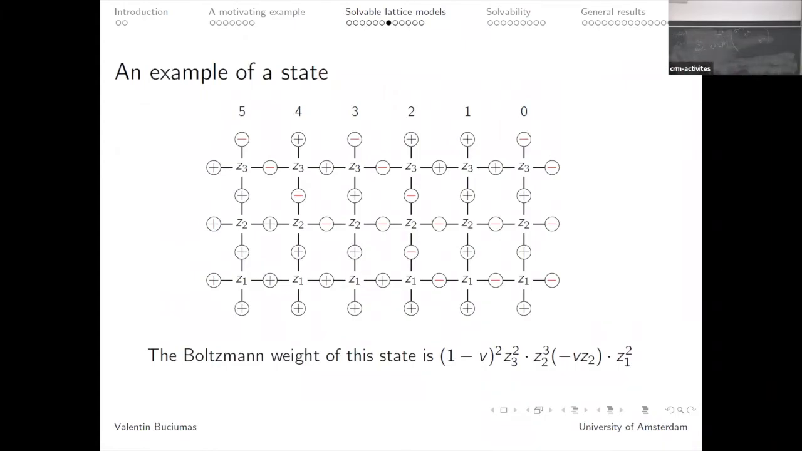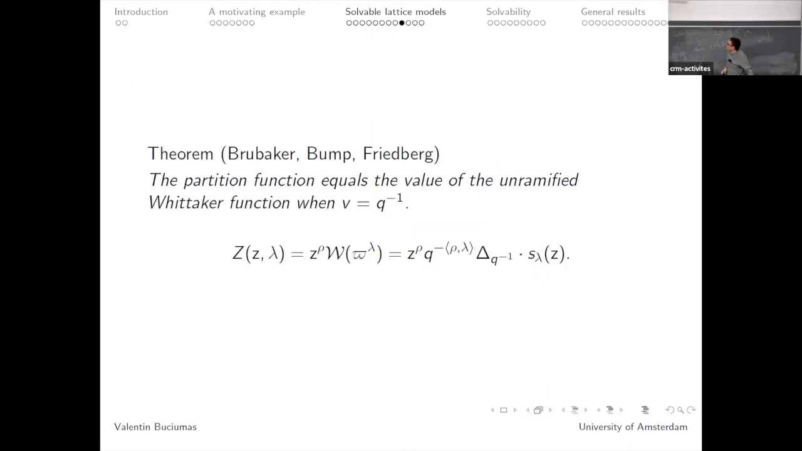I take a dominant partition lambda, I add rho to it, and on the top I have minus spins at the entries of lambda plus rho. So in this particular case, lambda plus rho is 5, 3, 0. So I have minuses in column 5, 3, and 0, and everywhere else I have pluses. And there's a theorem of Brubaker, Bump, and Friedberg that the partition function of this model with these boundary conditions, so it will depend on Z, it will depend on lambda and on V. This will essentially be equal to the spherical, the unramified Whittaker function when we set V to Q inverse. We have this equality. So now what can we do with it?